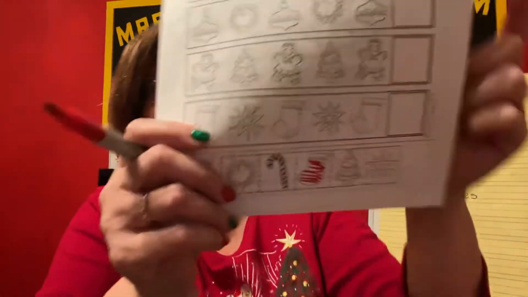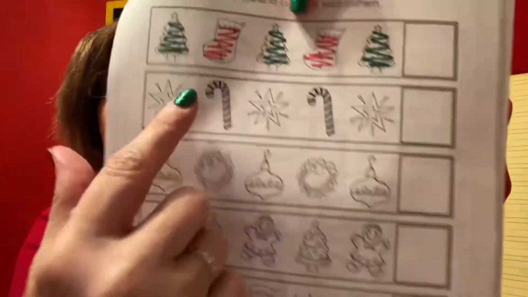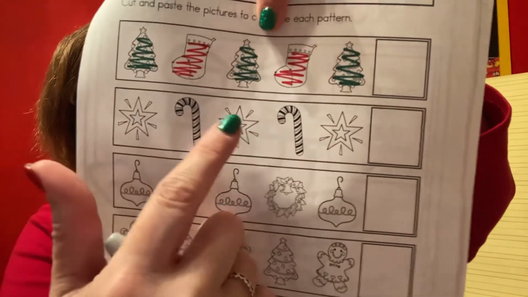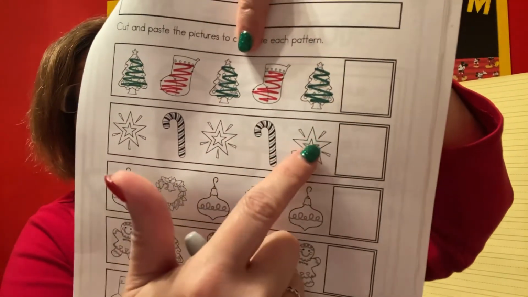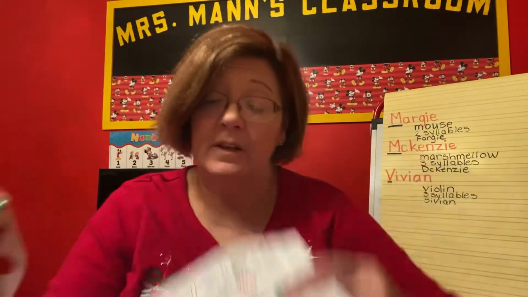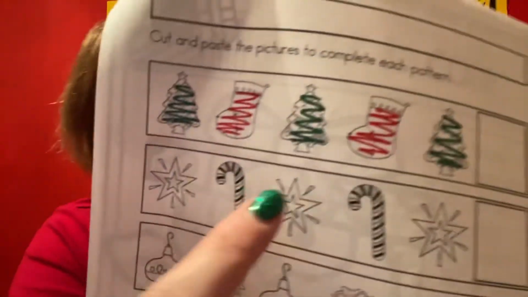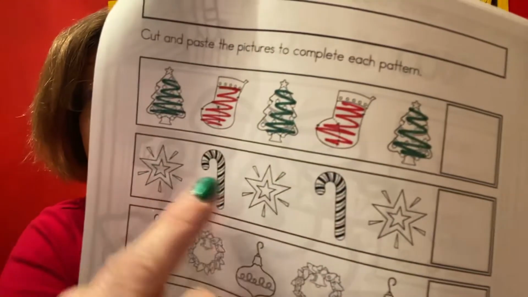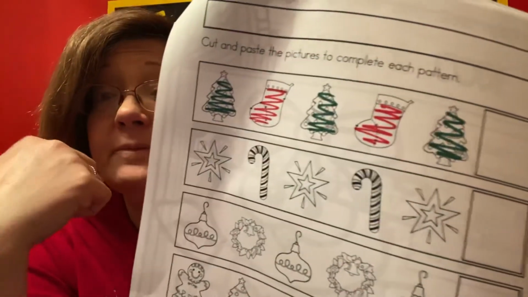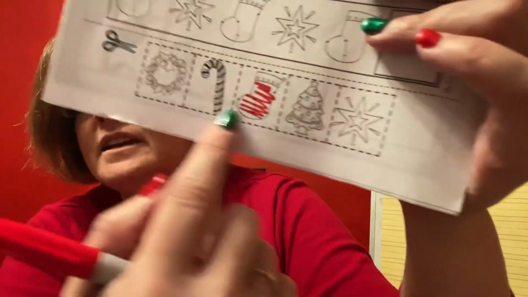You cut that out and put it right here. Then you go to the next one. Snowflake, candy cane. Snowflake, candy cane. Snowflake. What do you think? Well, we can start by coloring them, the objects. Remember, the same ones. The candy canes will be one color. The snowflakes would be another color. And whatever color you color the candy canes, you have to color the candy cane down here the same color.